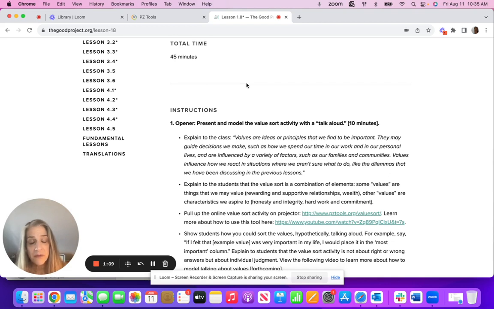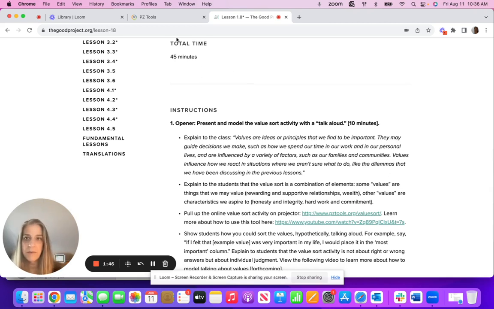I would also explain to the students that the values in this sort are a combination of a couple of different things. They are both things that we value, so it could be, for example, rewarding and supportive relationships. And then they are also characteristics that we aspire towards. So, for example, honesty and integrity, or a strong work ethic, hard work, and commitment. That combination of things are in the value sort, and we're going to ask the students to wrestle with them.